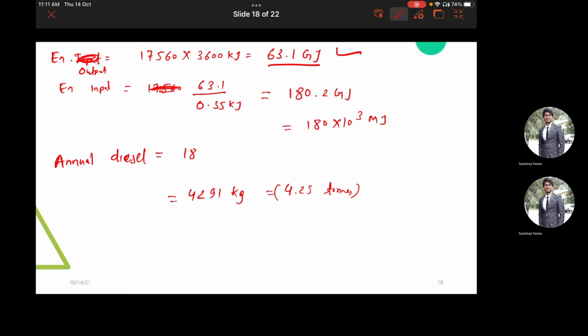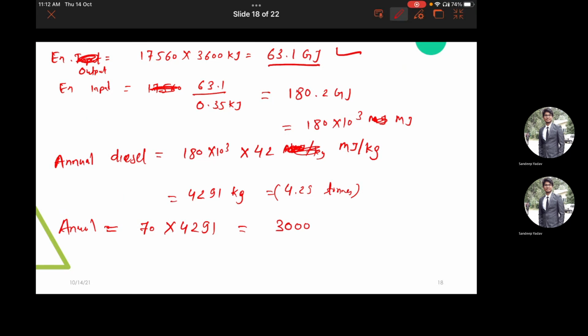That will be 180 into 10 raised to power 3 into calorific value, that is 42 kilojoule per kg. Here kilojoule will cancel out. That is megajoule, and that will also be megajoule. So annual cost of diesel will be, we are considering it as 70 rupees if taking older rates. That will be 3 lakh rupees approximately.